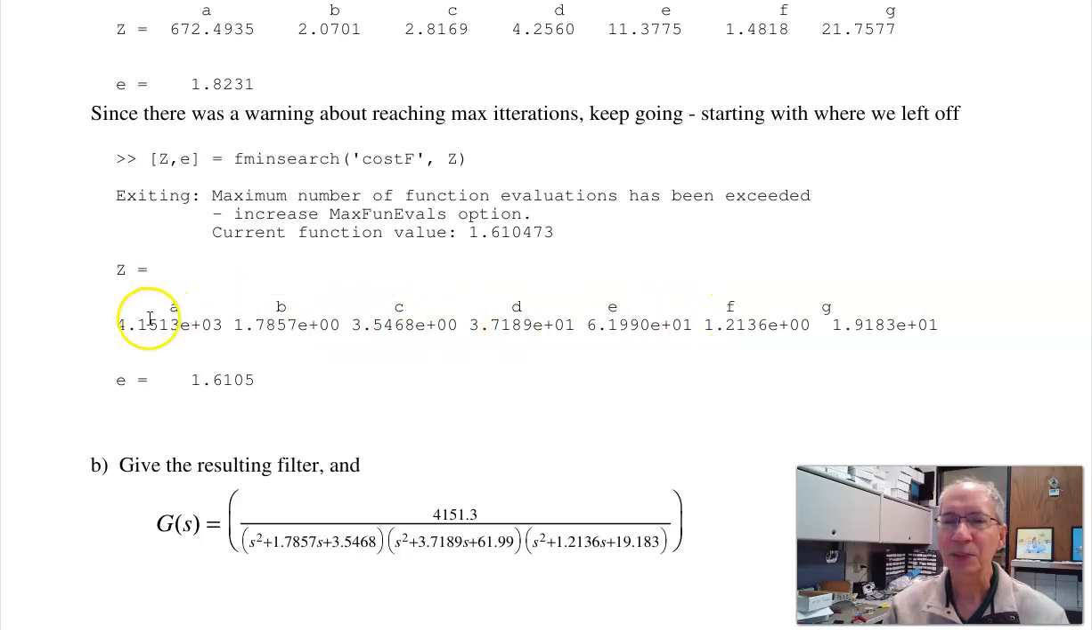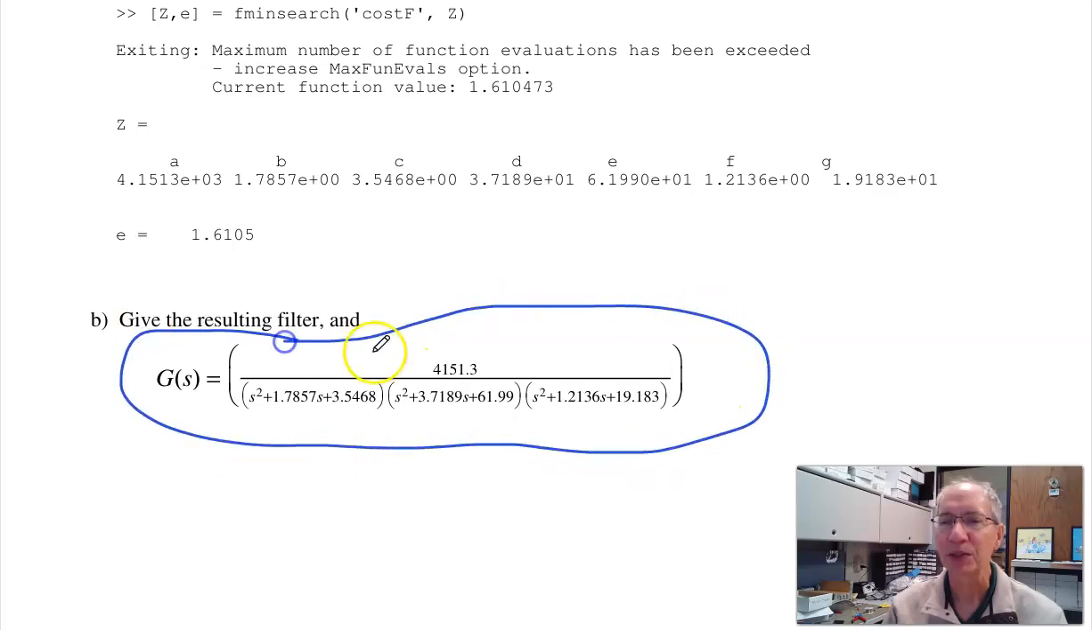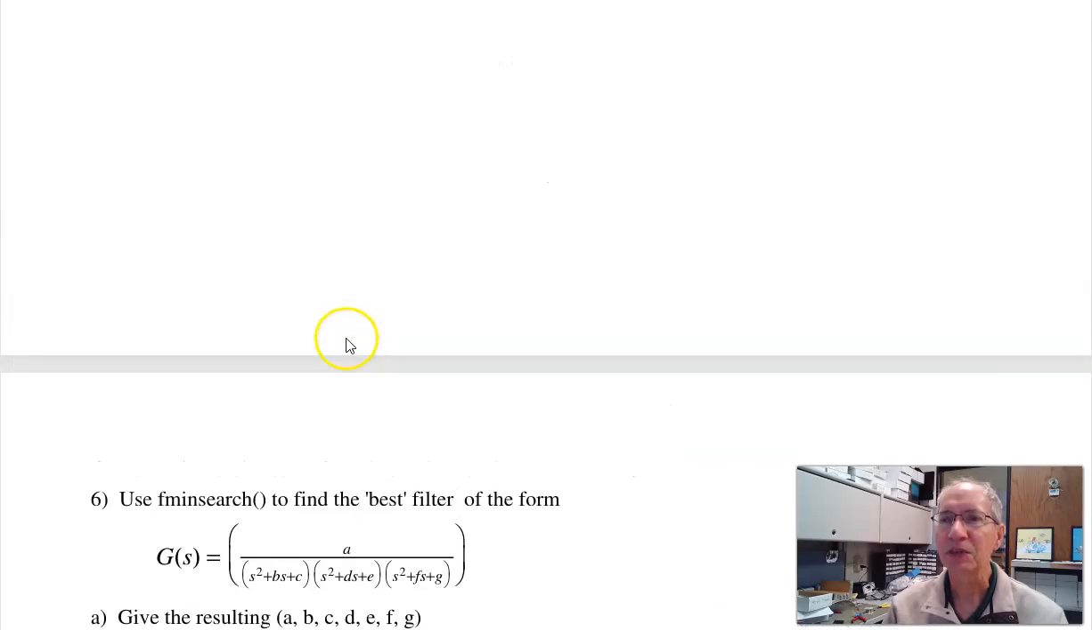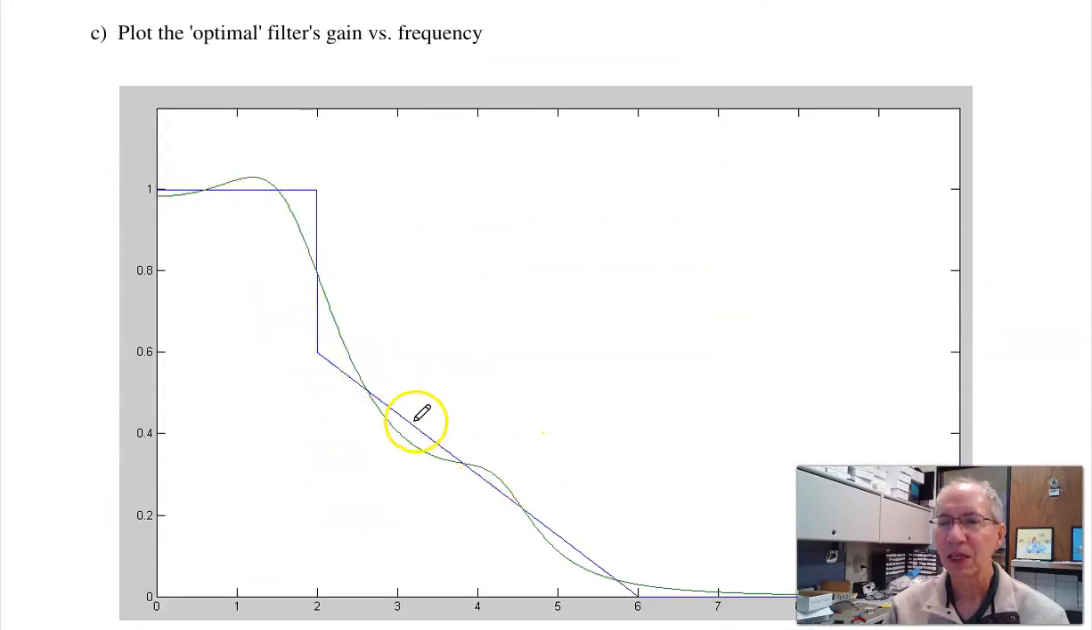So that z, that's my A, B, C, D, E, F, G. So this is the best I can do. At least that's the best that Matlab fminsearch found. This is the resulting gain versus frequency. If I can find it. There it is. Pretty good. Not perfect, but with only six poles to play with, that's the best Matlab could do.